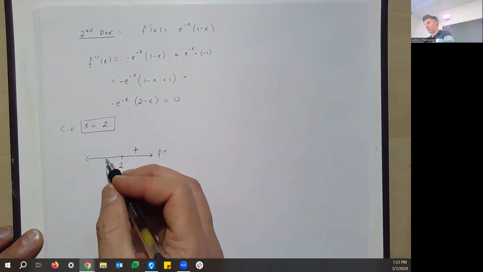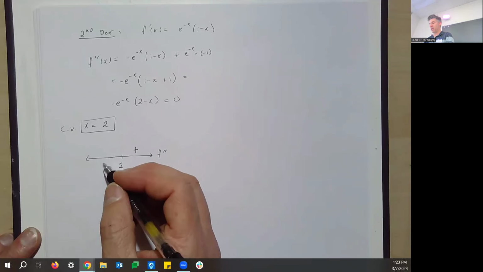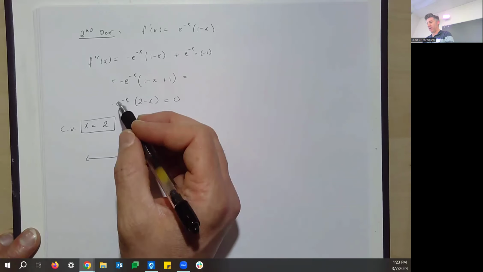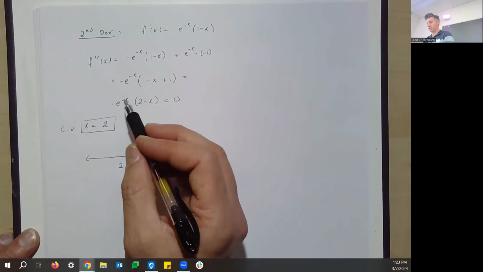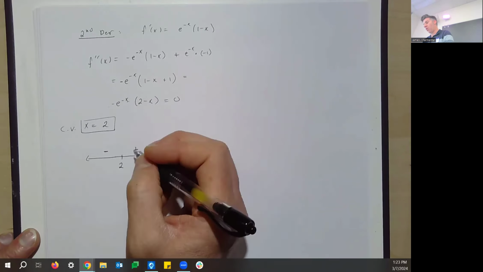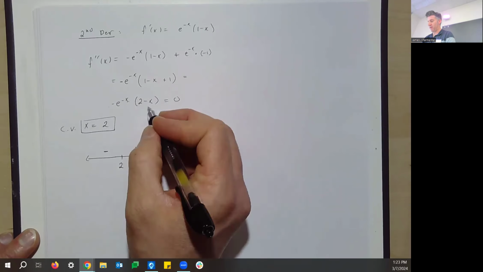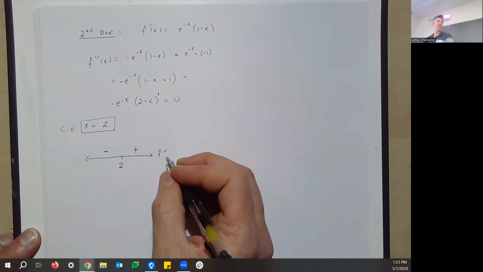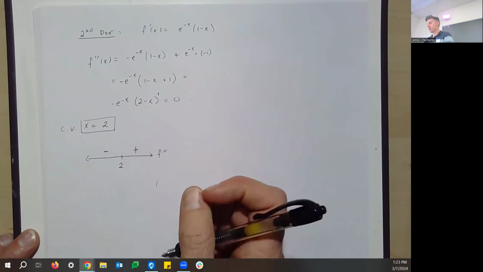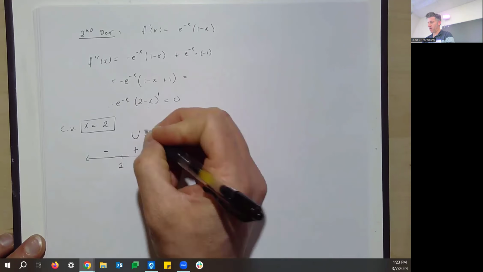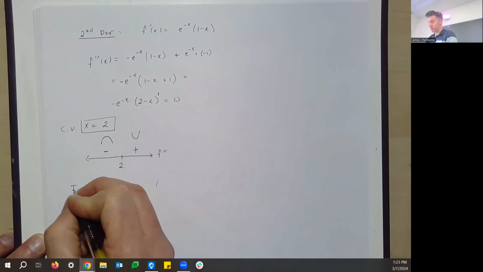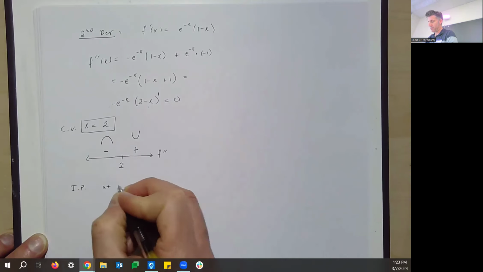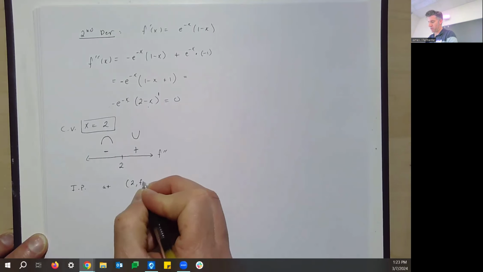And if I plug in, you can actually plug in 0 and get the value, or you can just say e to the 0 is positive, negative e to the 0 is negative, and then 2 minus 0 is positive, so a negative times a positive is negative. Or you could say 2 came from that factor has an odd power, so the sign changes. So we're concave up over here, concave down over here. We definitely have an inflection point at 2 comma f of 2.